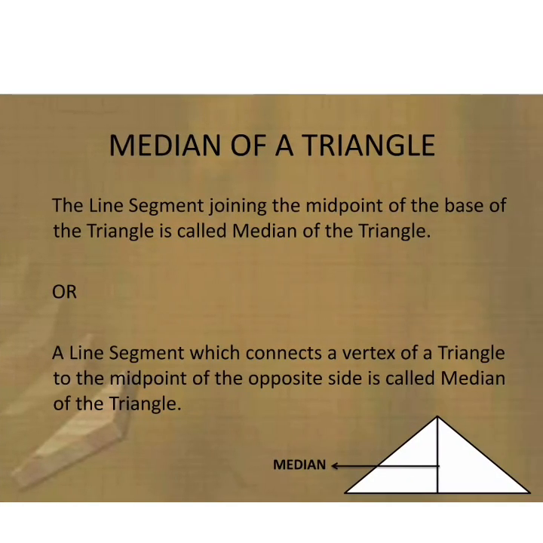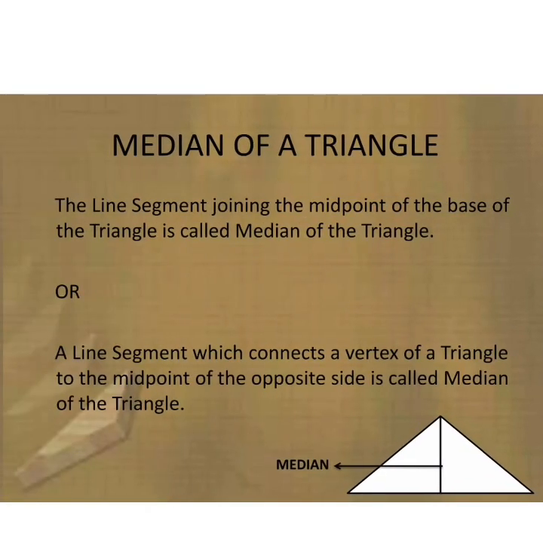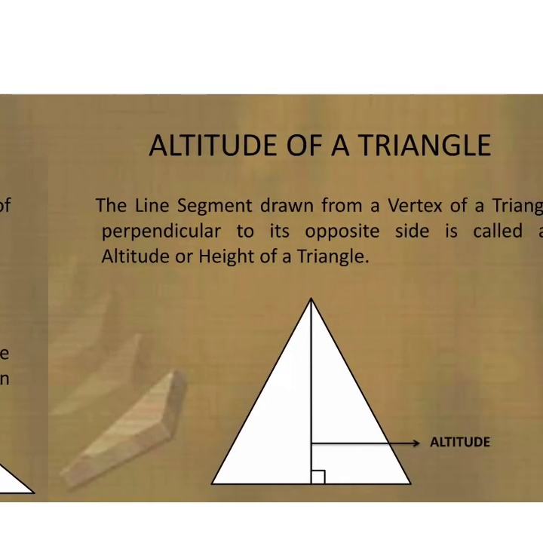Secondary parts of a triangle. Median of a triangle. The line segment joining the midpoint of the base of the triangle is called the median of the triangle. Or a line segment which connects the vertex of a triangle to the midpoint of the opposite side is called the median of the triangle. Median in simple words is the midpoint of the triangle.